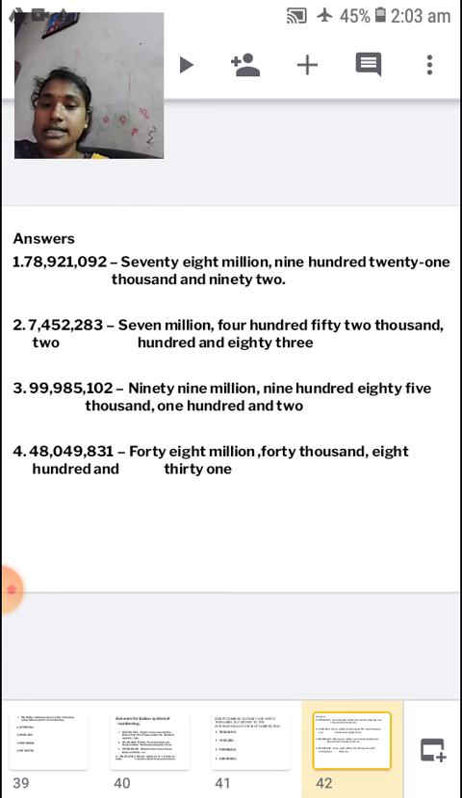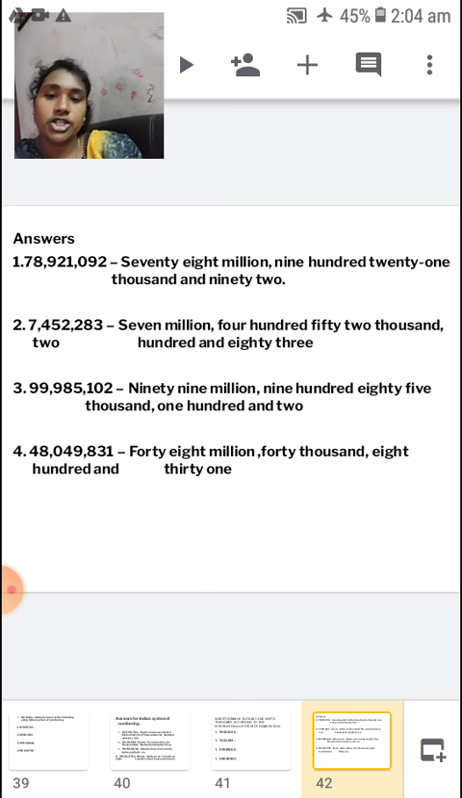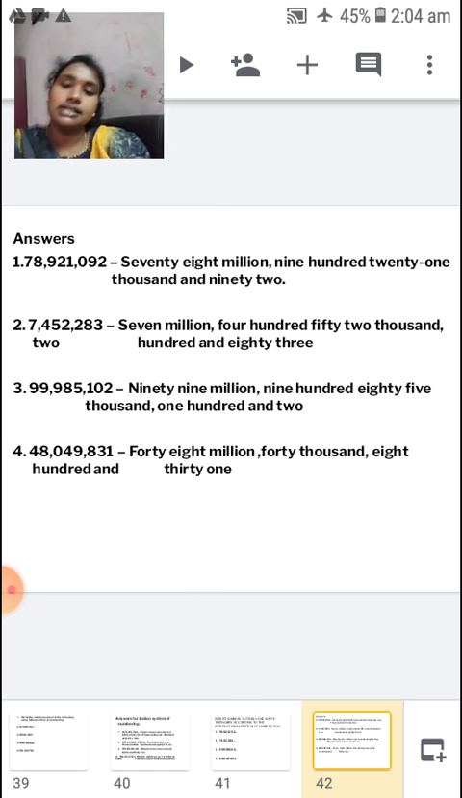For the second question we have 3 in ones place, 8 in tens place, 2 in hundreds place, 2 in thousands place, 4 in 10,000, 5 in 100,000, and 7 in million. So the answer will be 7,452,283.